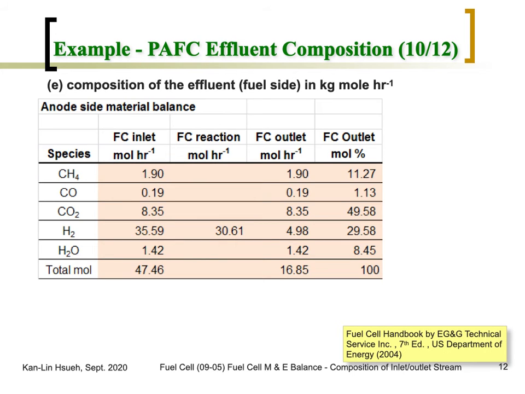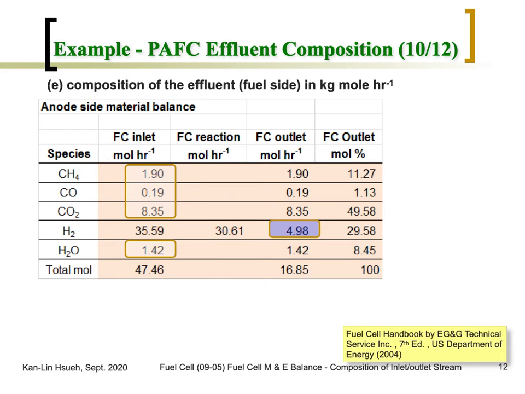Now the last thing we want to calculate is the effluent composition, where we already know the effluent mass flow rate. In this table, the only reactant is hydrogen. The hydrogen consumption rate is 30.61. We will calculate the remainder hydrogen at the fuel cell outlet, which is 4.9698 mole per hour.